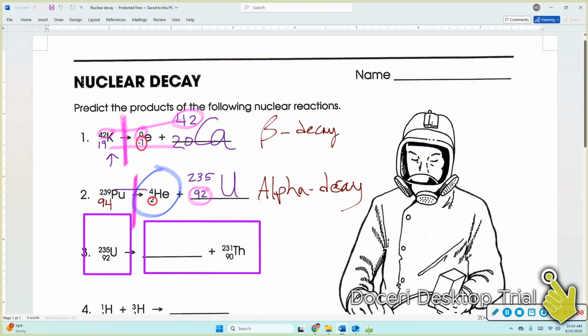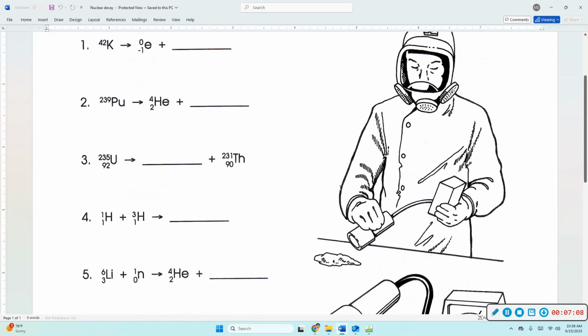So number 3 here, look at that. 231 plus what on this side gives you uranium? So it's 4. 231 plus 4. These two numbers add up to be that number right there. So 90 plus what? 90 plus 2 will give you these two numbers down here, added together to get that number. So 4 and 2, that's your alpha particle or your helium. You put alpha or helium, which is the same thing. So there is your particle. That's another alpha decay. Pretty straightforward.